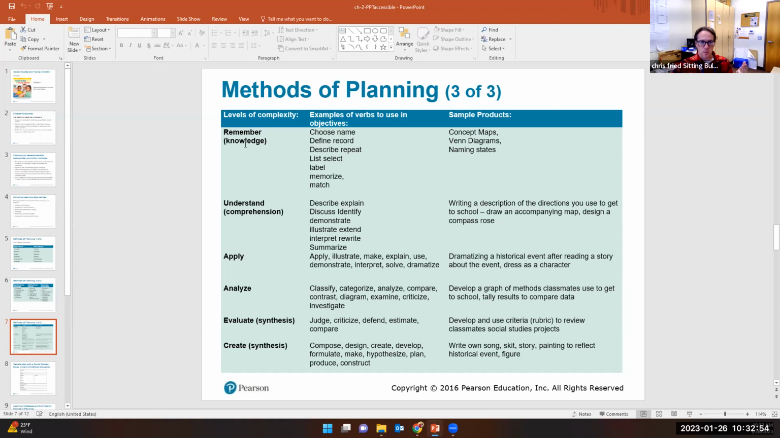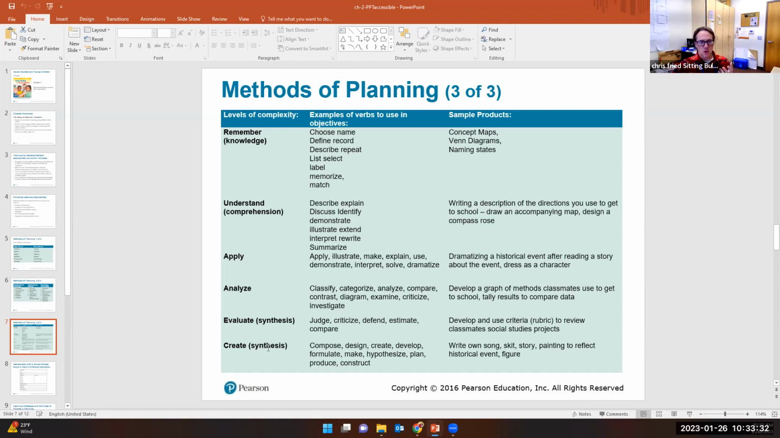So for example, here we're talking about remembering. As an objective, you might say, I want my students to memorize the nine reservations in South Dakota. And you might create a map for them to do that. Or you might create a Venn diagram showing the different sizes of the reservations in South Dakota or North Dakota, or whatever it might be. So there are multiple ways for them to memorize or label. Again, a very simple component.